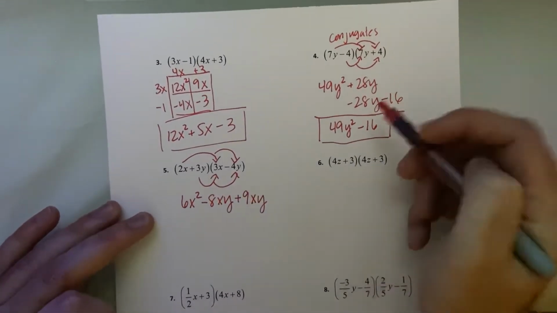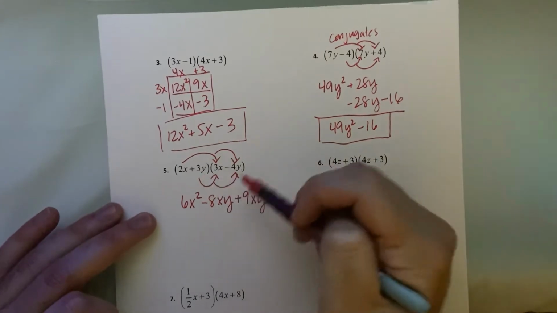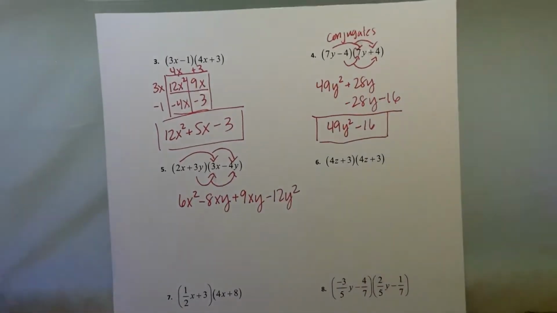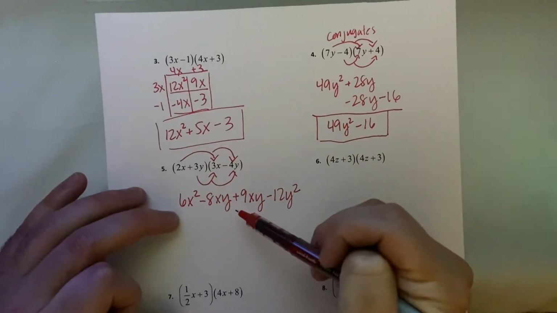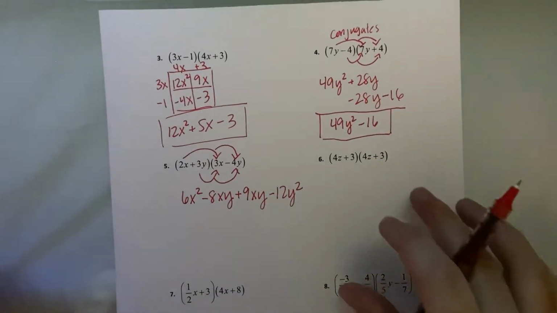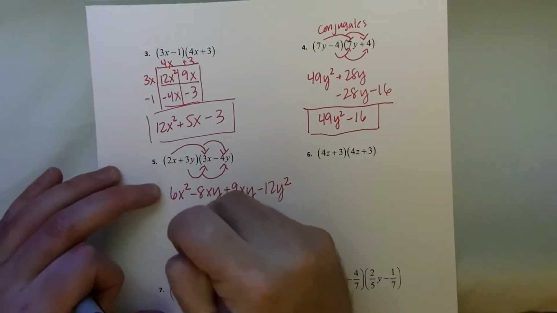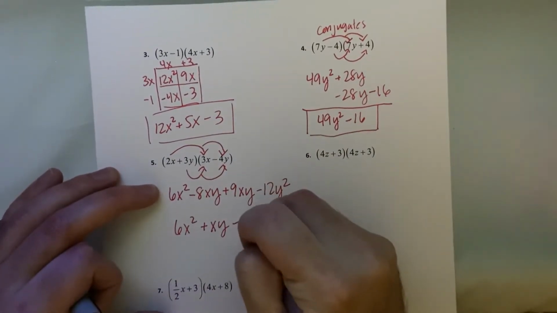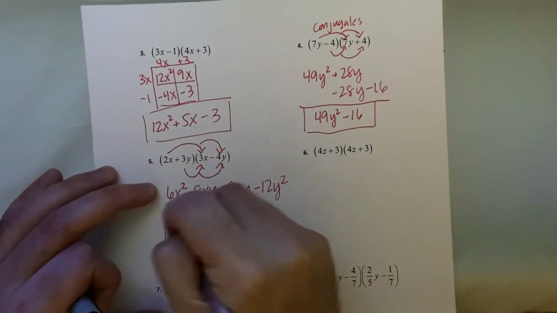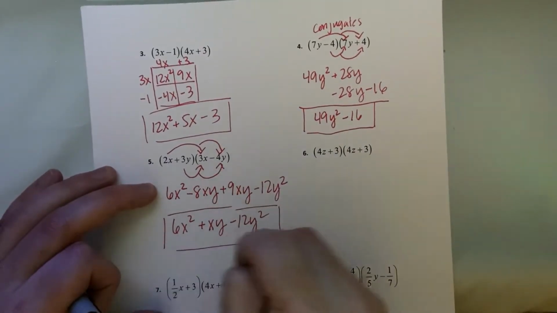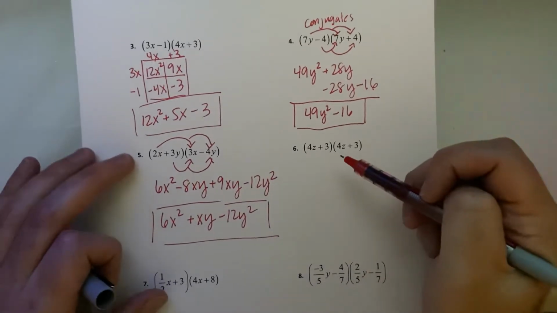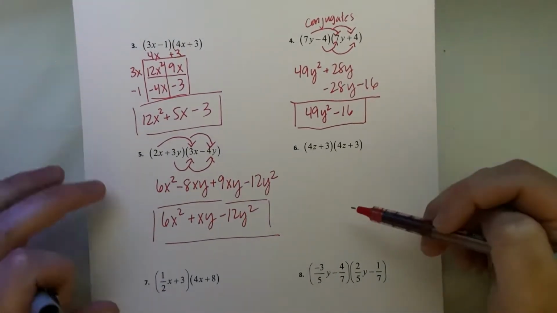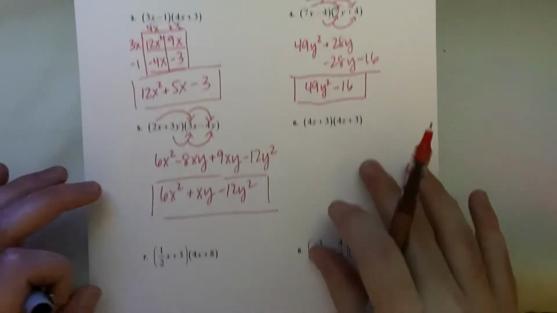You can write it like this as well instead of vertically. 3y times negative 4y is negative 12y squared. It doesn't matter if you write xy or yx. I'm always going to go in alphabetical order. So this is 6x squared plus xy minus 12y squared. When something is multiplied by itself, that's the same as a number squared. I'm going to leave this one for you because we're going to do more of these in just a bit.